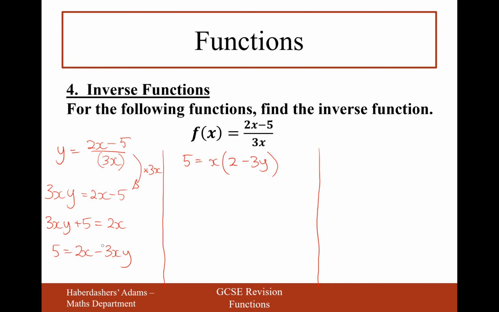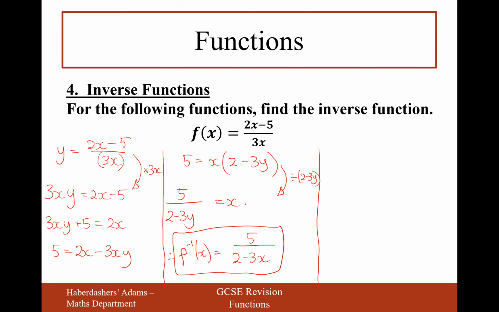What I've done here is I've converted a question that has 2 x's in it into a question that just has 1 x in it, because ideally I'm looking to write x equals and there's something to do with y on the other side. The next thing I'll do is divide by what's inside this bracket, 2 minus 3y. It's all going to be divided, so it all therefore ends up on the bottom of a fraction. So therefore, the answer to this question, f inverse x equals 5 over 2 minus 3x, replacing the y letter for the x letter.